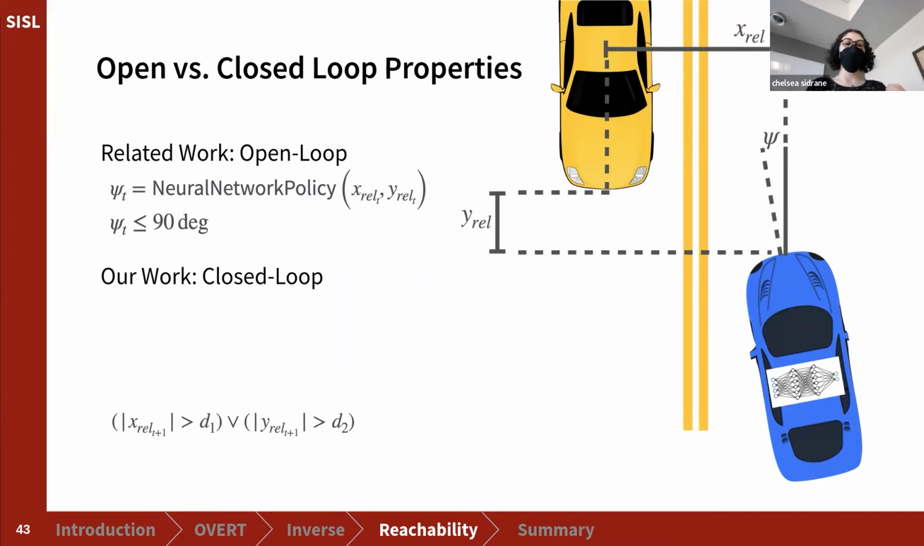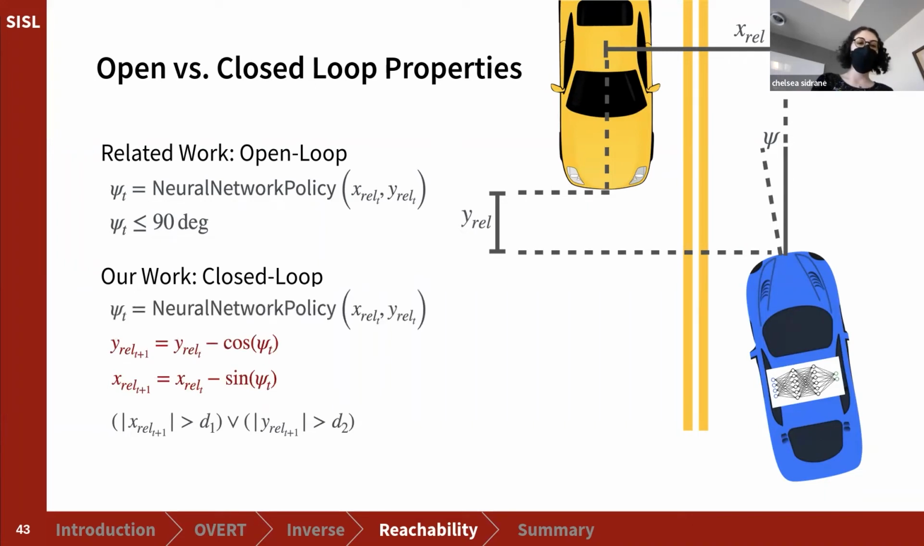And proving a closed loop property like this requires modeling the dynamics of the car under the neural network control policy, which, as you can see here, for even the simple system, the dynamics are nonlinear. There isn't a lot of work that addresses closed loop properties of nonlinear systems with neural network controllers, and my work addresses this gap.